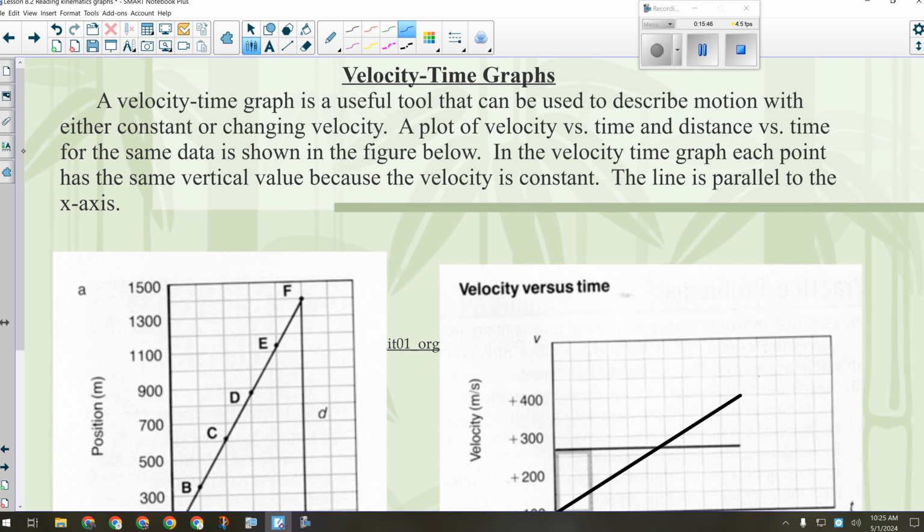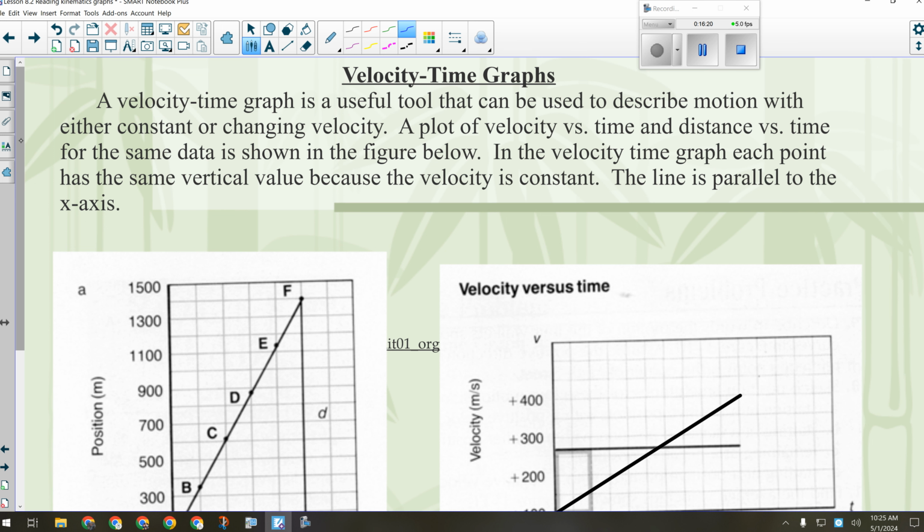All right, let's look at velocity versus time graphs. So a position versus time graph tells us where the object is at various points in time. A velocity time graph shows us how fast and in what direction the object is going at various points in time, because time is still on the x-axis. So where a position versus time graph told us where the object was, velocity versus time graph tells us how fast it's going and where it's headed at any point in time.